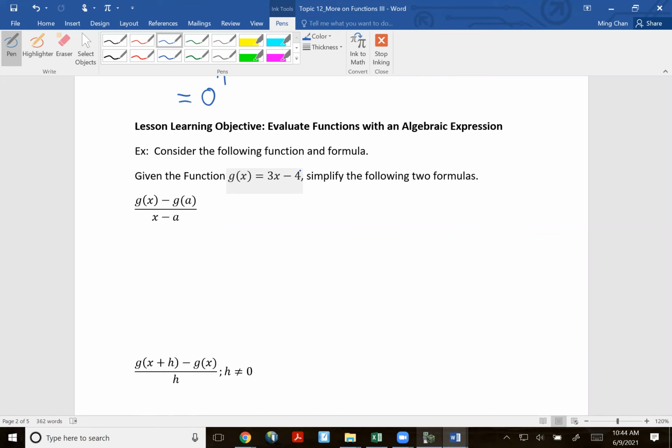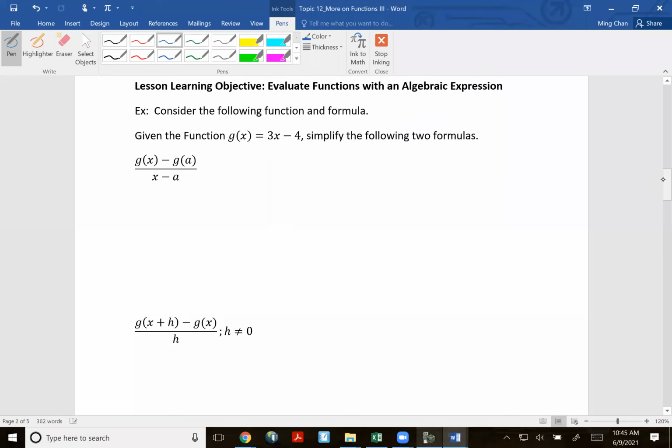Here I'm giving you a function called g of x, which is equal to 3x minus 4, and I want you to use this function to simplify these two formulas. Right now, at the beginning, you have no idea what the answer is going to look like. That's one of the harder things about these problems: you're given a function, you need to simplify it, but where do you stop? That really comes with experience.